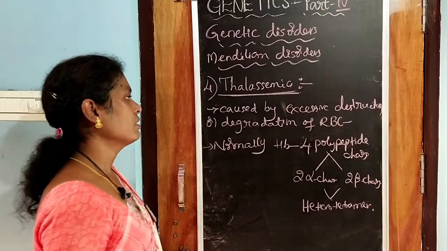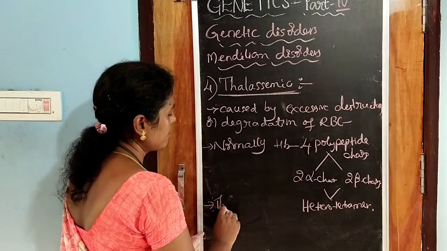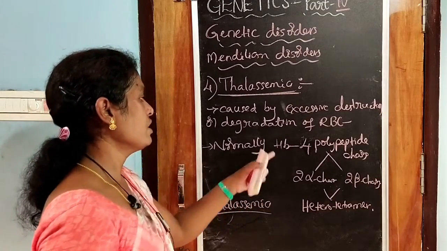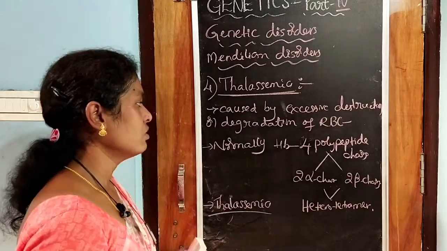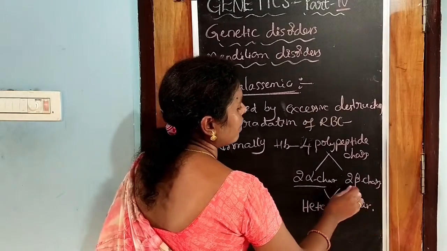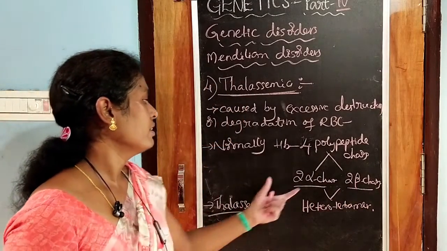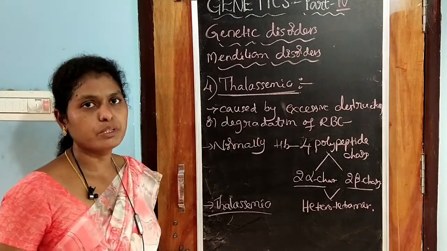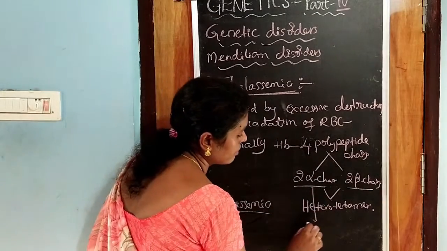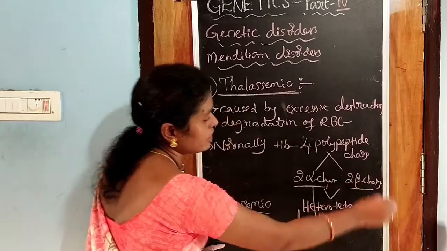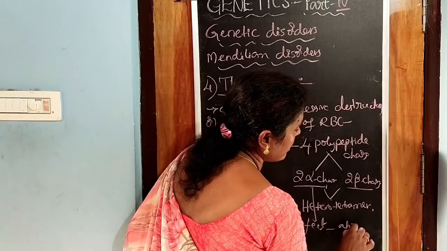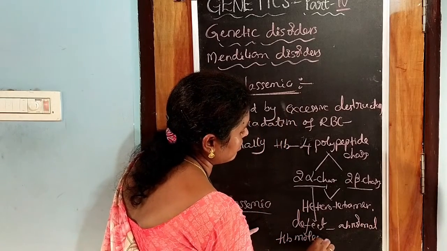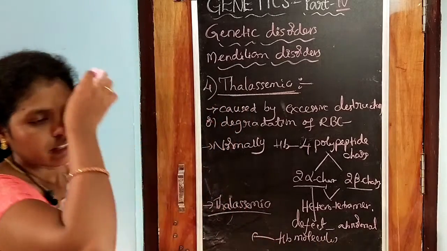But in thalassemia patients, there is a defect in the alpha or beta chains, causing production of abnormal Hb molecules, resulting in anemia.